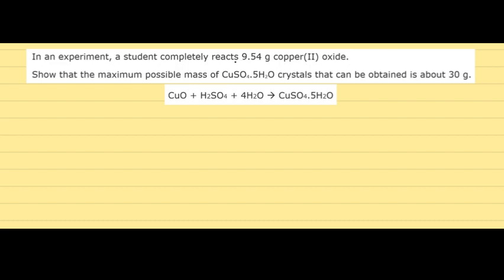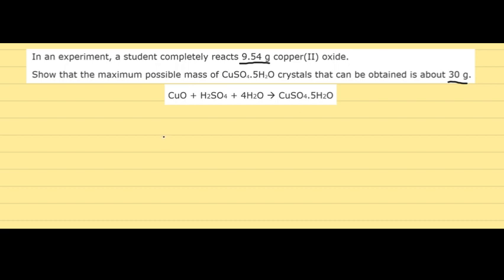Here's a question about reacting masses. In this experiment, a student has completely reacted 9.54 grams of copper oxide, and the question wants us to show that the maximum possible mass of copper sulfate is around 30 grams.